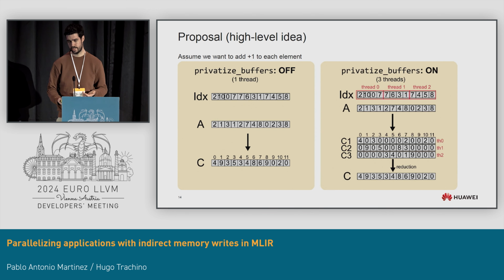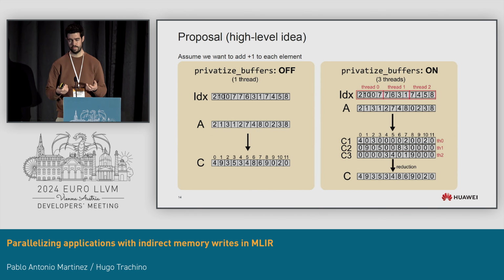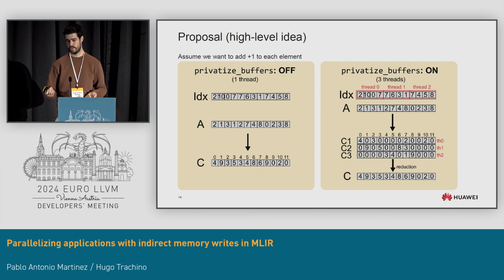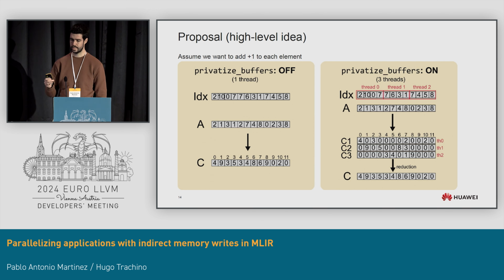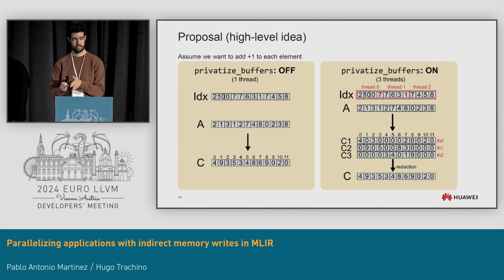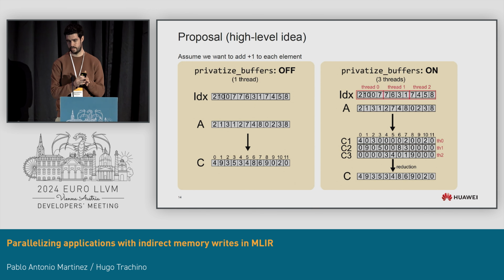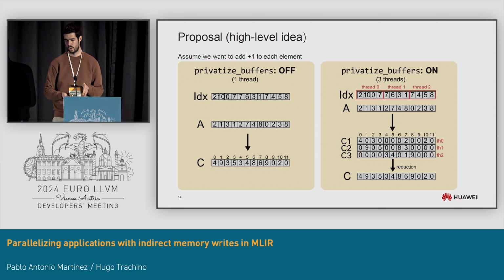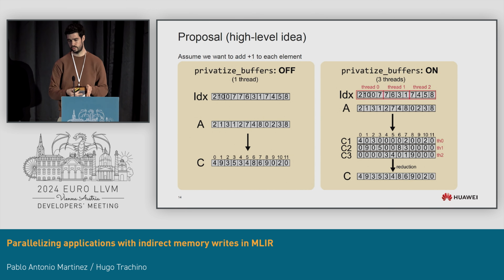The high-level idea is basically that we are going to create private buffers. So in this example, we have 3 threads, and we have C1, C2, and C3. And then we divide the iteration space of the loop between these threads. So for example, thread 2 would be only accessing indexes 2, 10, 0, and 7, and would be computing this program and storing the values in C1. Then thread 1 would be storing the values in C2, and thread 2 would be storing the values in C3.